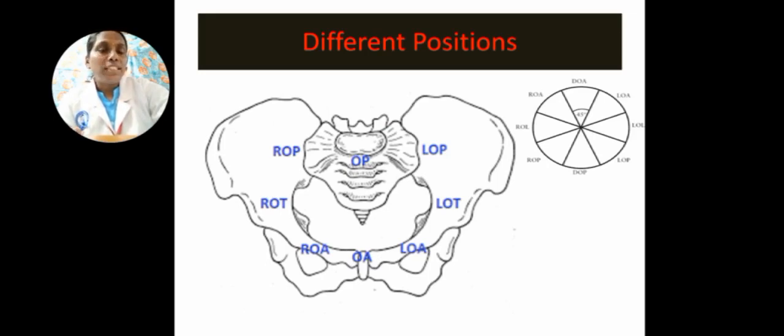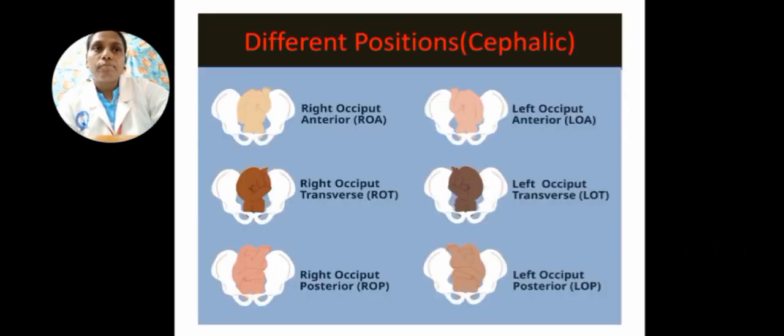When the occiput is facing the right sacroiliac joint, then we call it right occipito-posterior. If it is facing the left sacroiliac joint, we say left occipito-posterior. And when the occiput is directly facing the sacrum, then the name of the position is occipito-posterior. This picture will help you to understand the cephalic positions.